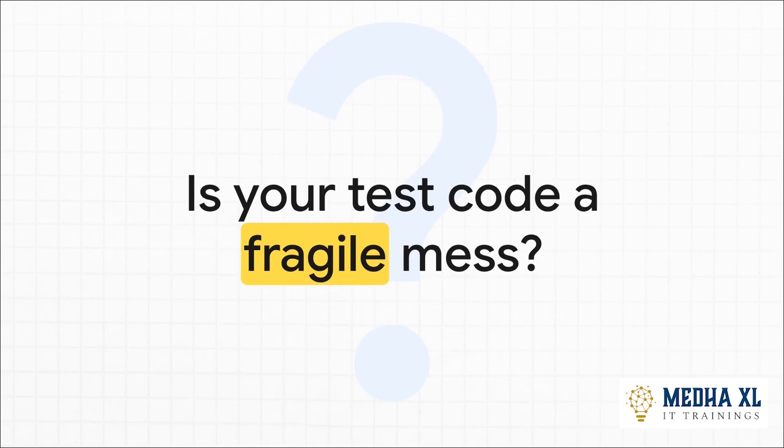So think about your own projects for a minute. I bet this sounds familiar. You spend all this time writing a whole suite of tests. They're running perfectly, and then boom, some tiny little change to the user interface breaks, well, everything. If you're sitting there nodding along right now, trust me, you are not alone. This is like the textbook definition of fragile test code.